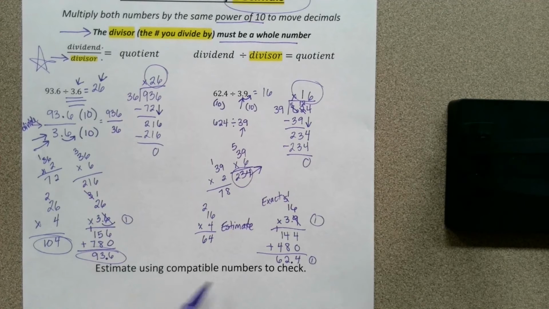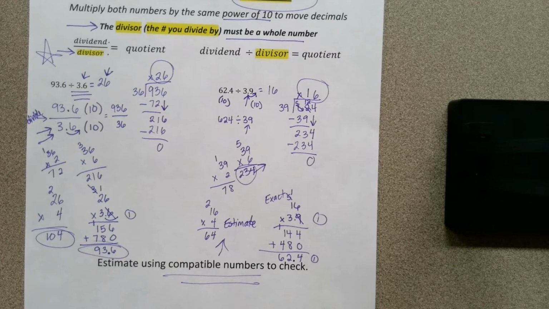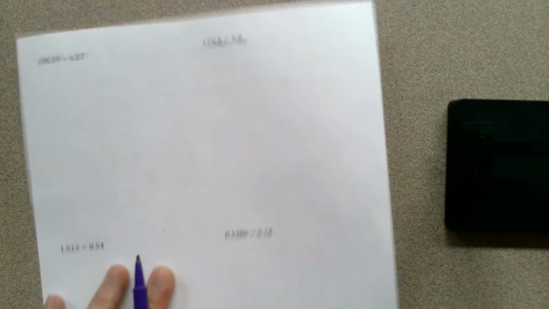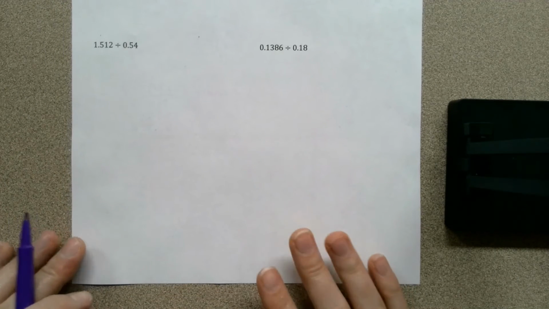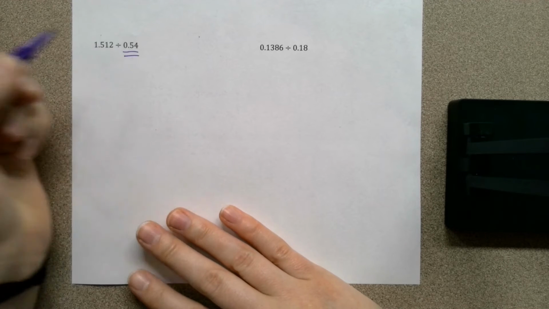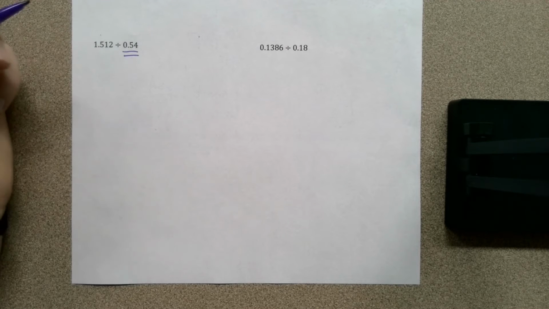So we're using compatible numbers, which we get sometimes from estimating, or the exact numbers and multiplication to check if our answer is correct. We'll do a couple more examples on the back side. For this first one, you'll notice this time, once again, that our divisor has a decimal, but it cannot have a decimal in the divisor.